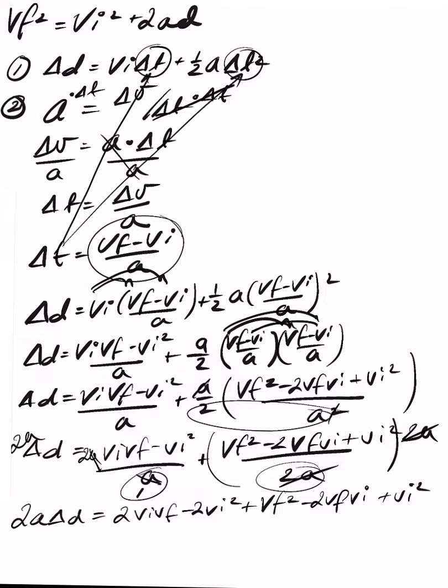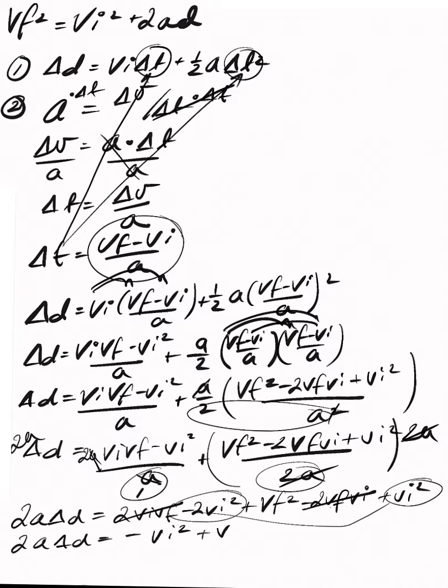Here we have 2 times Vi times Vf, and we have negative 2 times Vf times Vi. That and that will cancel out. Here we have a single Vi squared, and here we have minus 2 Vi squared. So grouping that will leave us negative 1 Vi squared. That gives us 2A delta d equaling negative Vi squared plus Vf squared.